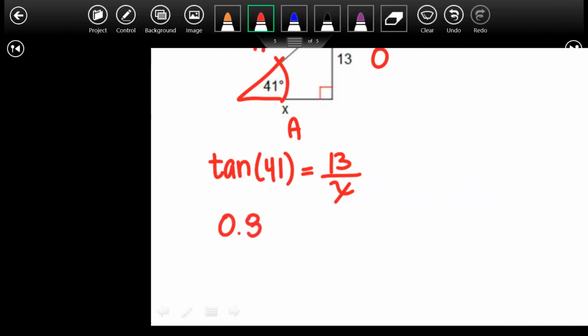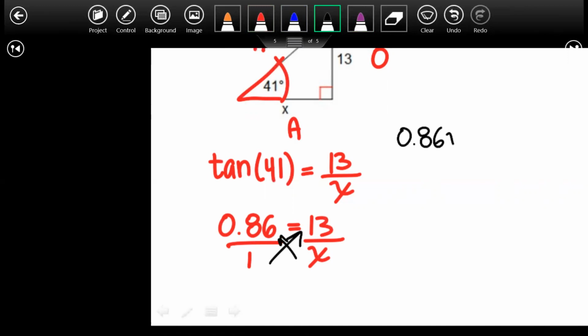0.86. You don't need to round, just give me 0.86. Give me the first two decimals. Is equal to 13 over x. What do I do here now? Cross multiply. Beautiful. So we're going to cross multiply here. I'm going to get 0.86 x is equal to what? 13. Am I done? No, we still got to solve for x.